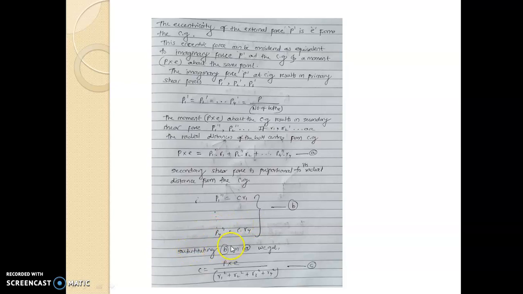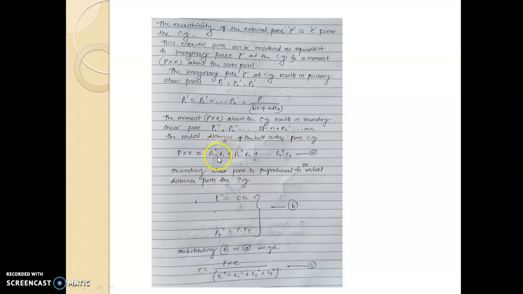Okay, substituting equation B in equation A, we will get C, after taking common C here, the C will be equal to P into E upon R1 square plus R2 square plus R3 square plus R4 square. Okay, understood?